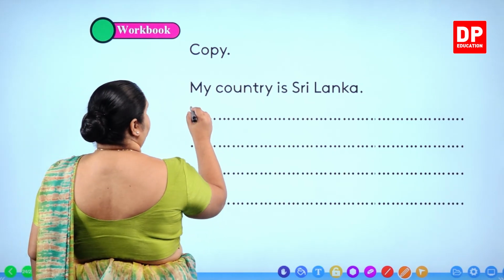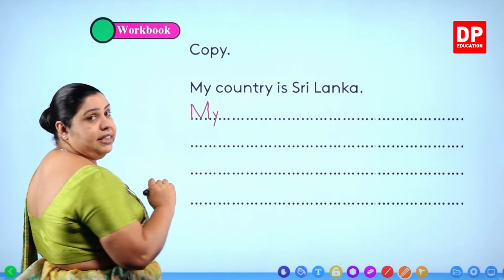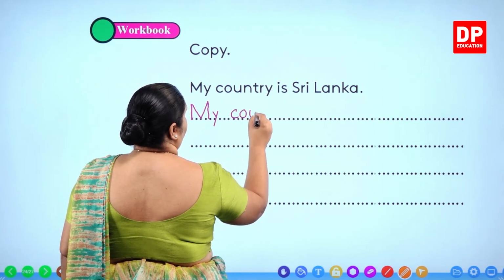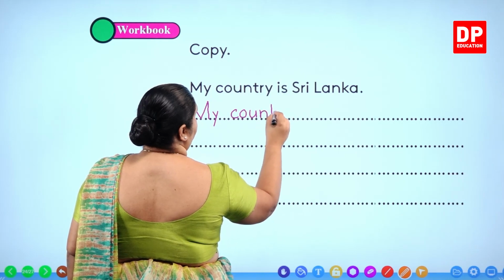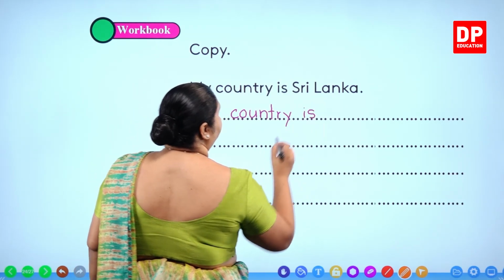My country is Sri Lanka. We have to start with a capital letter. This is a sentence. My country. C-O-U-N-T-R-Y. My country is Sri Lanka.